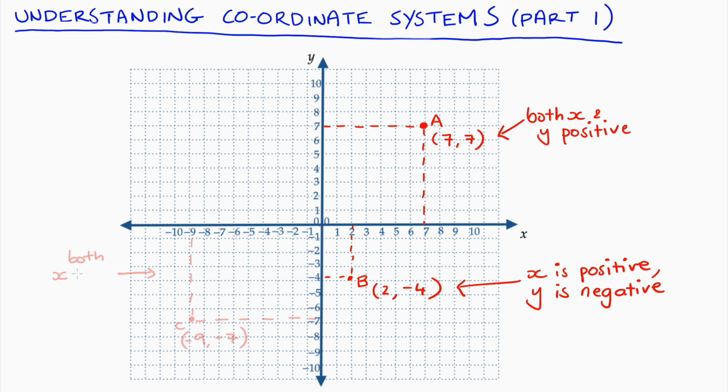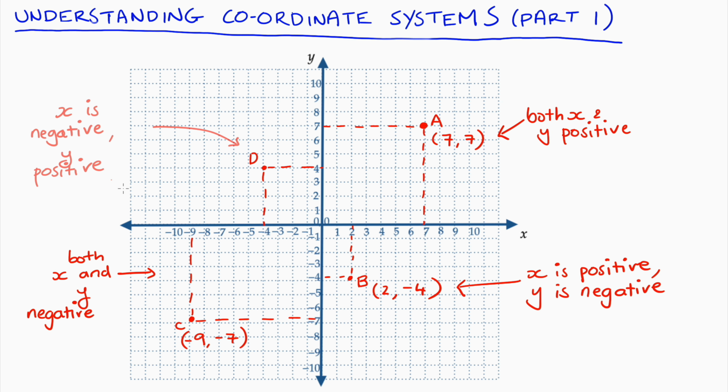In the third quadrant, for instance, at point C, which I've marked there where x is equal to -9 and y is equal to -7, both x and y will be negative. And in the top left quadrant, that's the fourth quadrant, x will be negative, but y will be positive. So for instance, point D, x is -4, but y is 4.